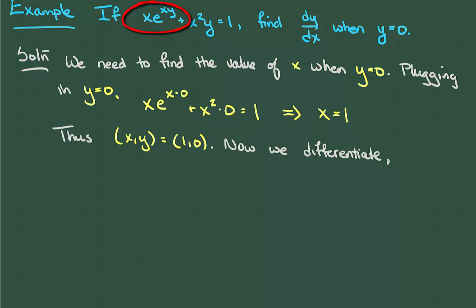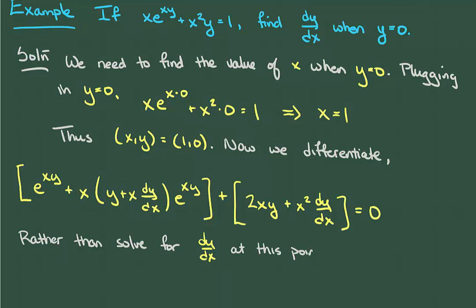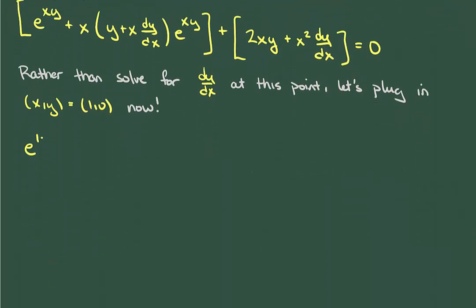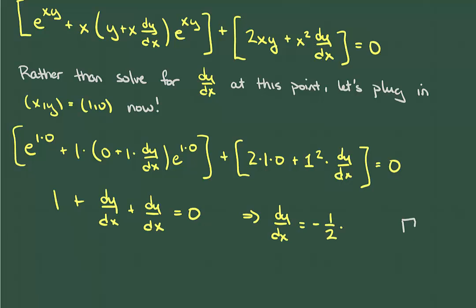To differentiate the first term, we'll have to use both the product and chain rules. Remember that y is a function of x. The second term also requires a product rule. At this point, you could solve for dy/dx, but it would be messy, and there's a good chance that you would make a mistake. So instead, let's just plug x equals 1 and y equals 0 into this equation. Doing the substitution at this point is going to dramatically simplify the equation. And what's left over is just 1 plus 2 times dy/dx equals 0. So dy/dx is negative a half.